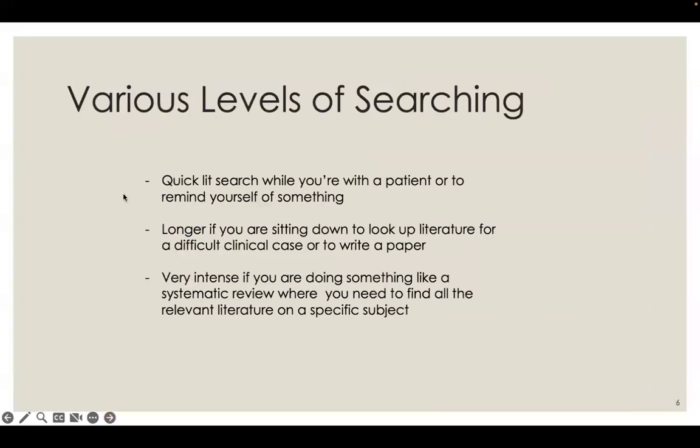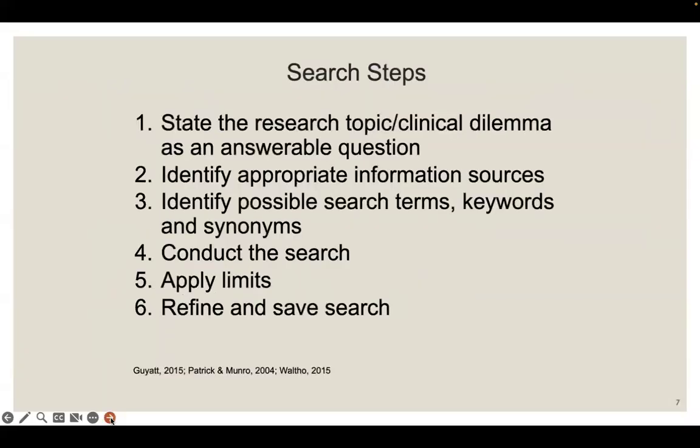And there are different levels of searching. You're not going to have to do a comprehensive literature search every time you have a question, obviously. There's a quick lit search when you're with the patient or to remind yourself of something. A longer search if you're sitting down to look up literature for a difficult clinical case or to write a paper. And if you're doing a systematic review or something like that, then it's going to be a very intensive search. So here's just a little reminder of the search steps, and we're going to go through some of these.